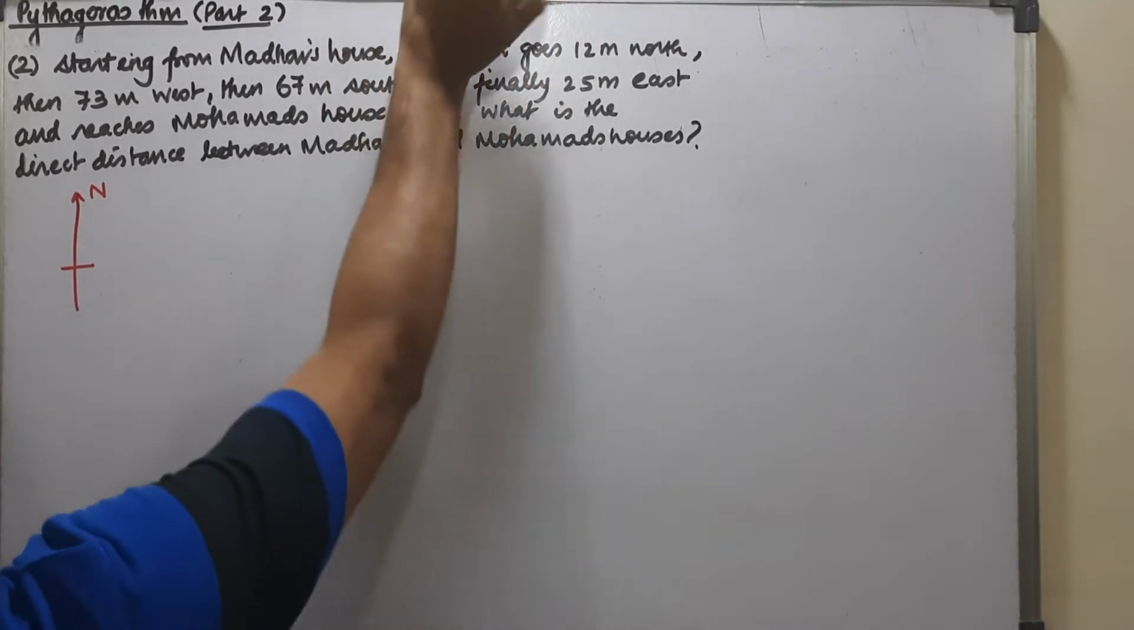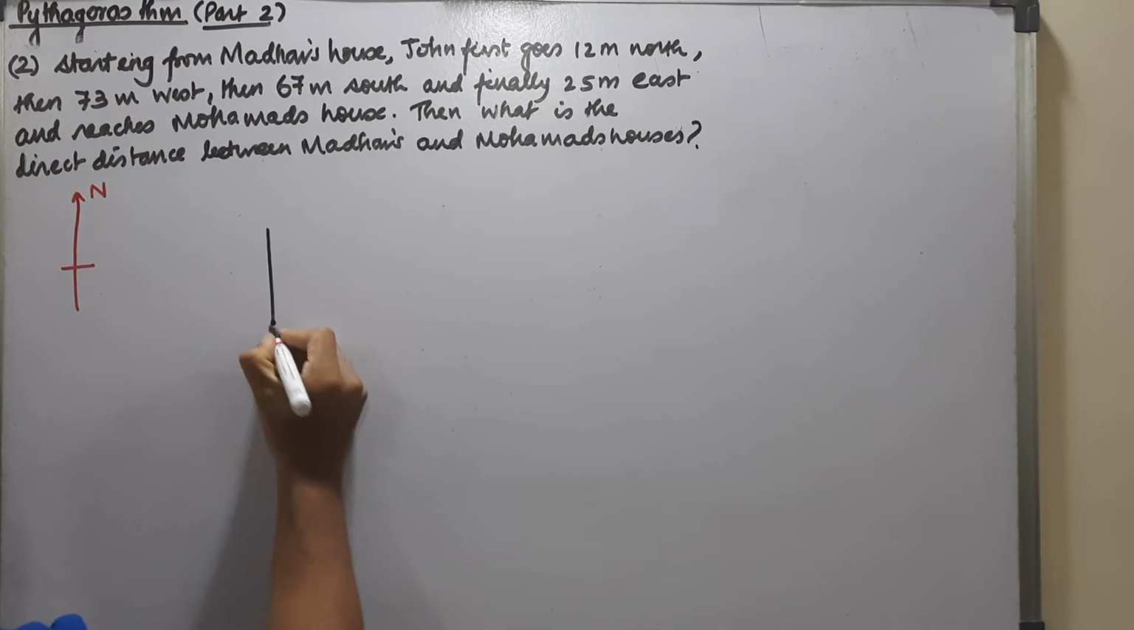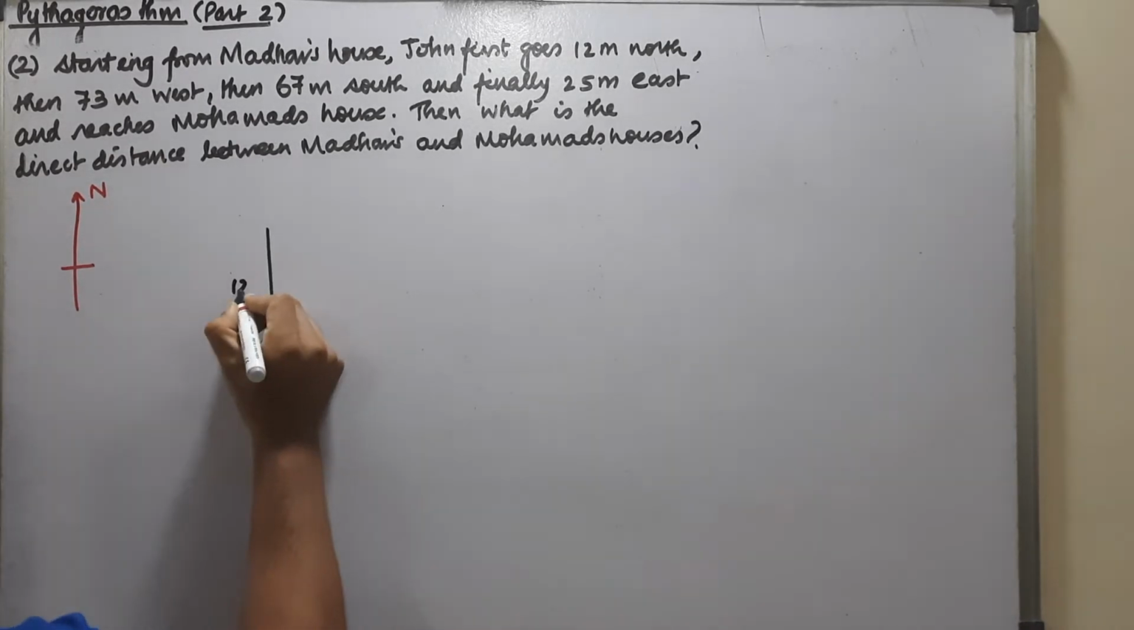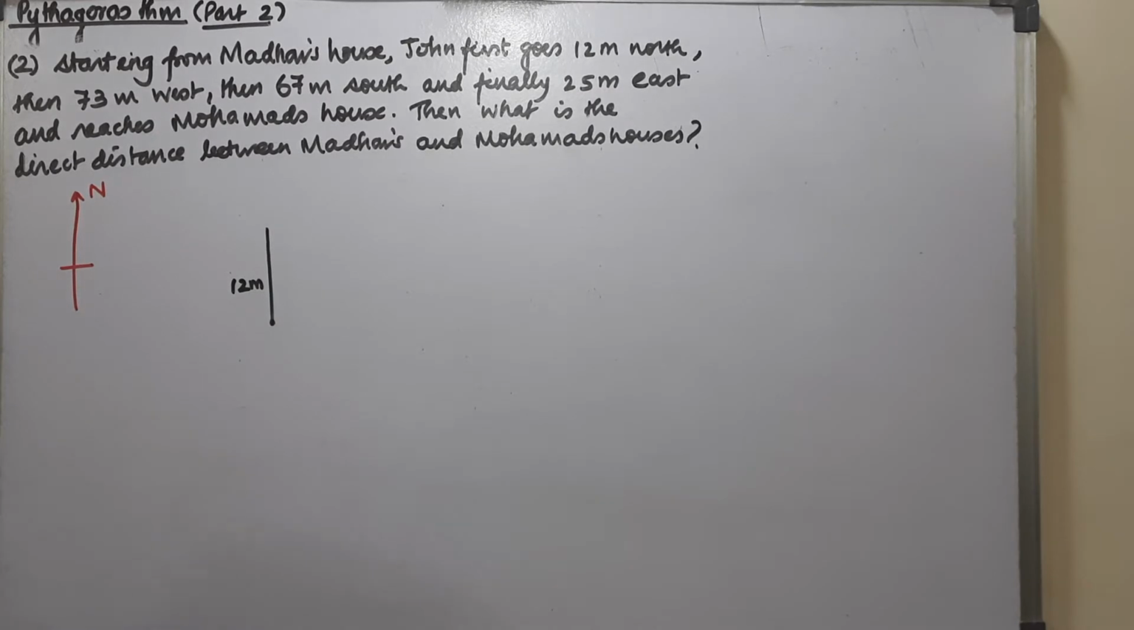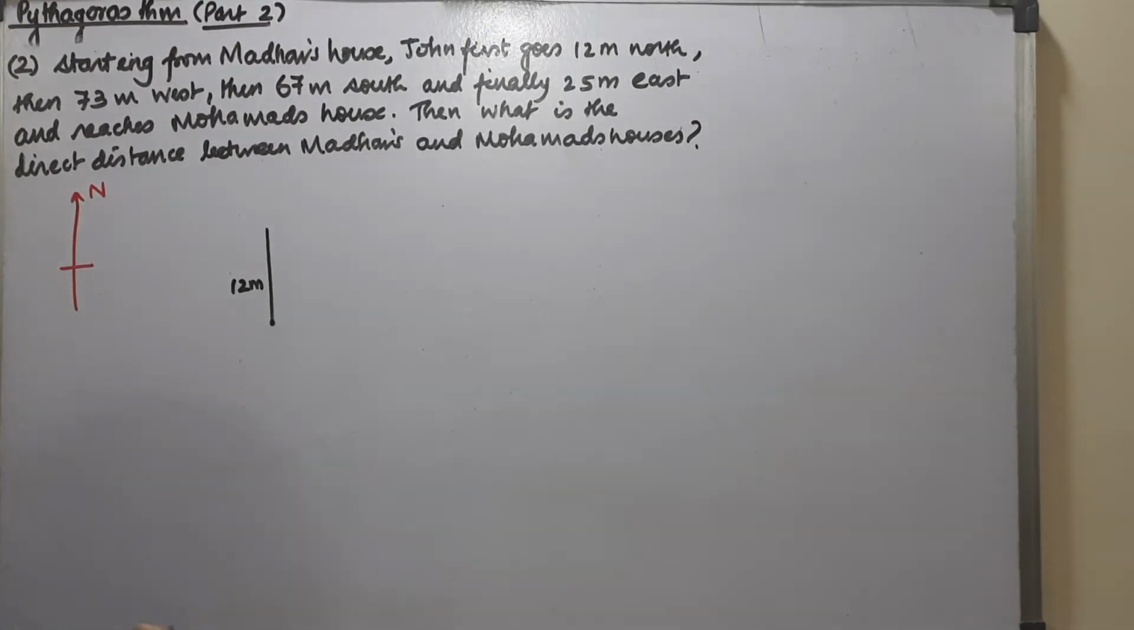Let it be like this. This is your 12 meter. Now, later on, he goes 73 meter to west. West, I suppose, is to the left of north. I may be wrong in direction, but that will not hamper my question. So 73 meter to the west.